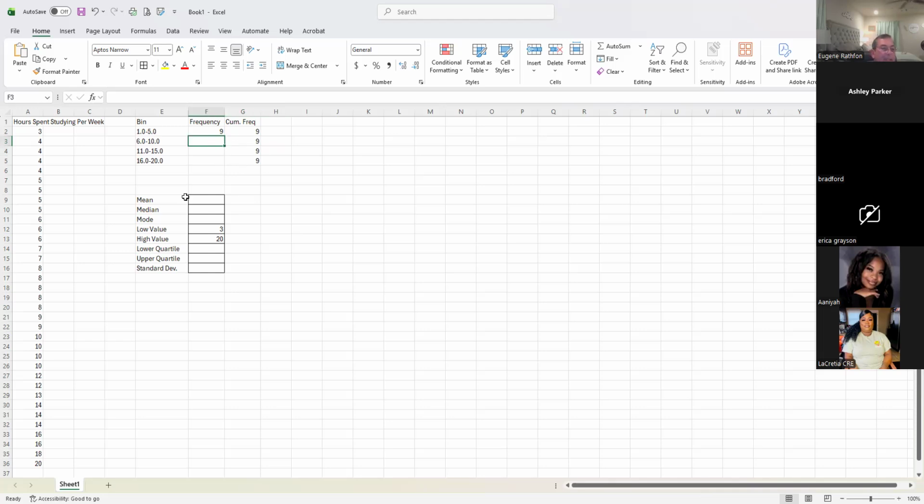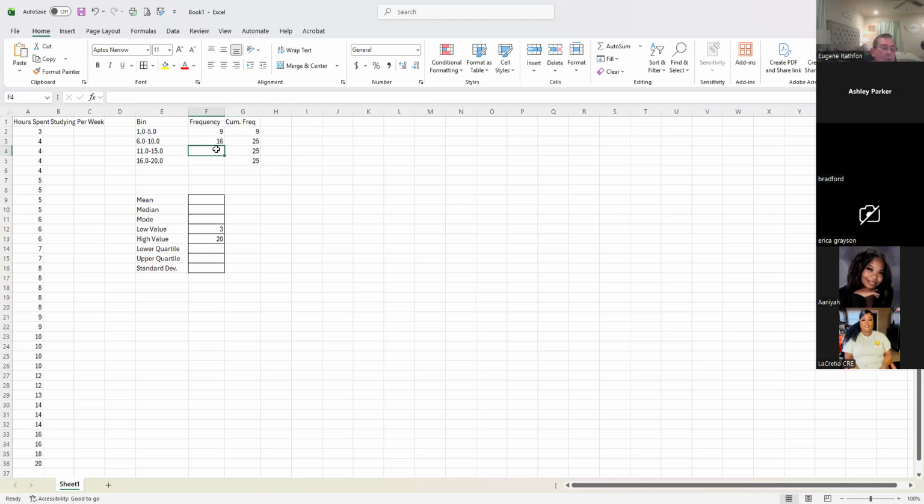All right, so between 6 and 10, I had 1, 2, 3, 4, 5, 6, 7, 8, 9, 10, 11, 12, 13, 14, 15, 16. So 16 of my points were between 6 and 10. So this formula right here, I set it up to add the new frequency plus the old cumulative frequency. So it took that 9, added the 16, and made that a 25.